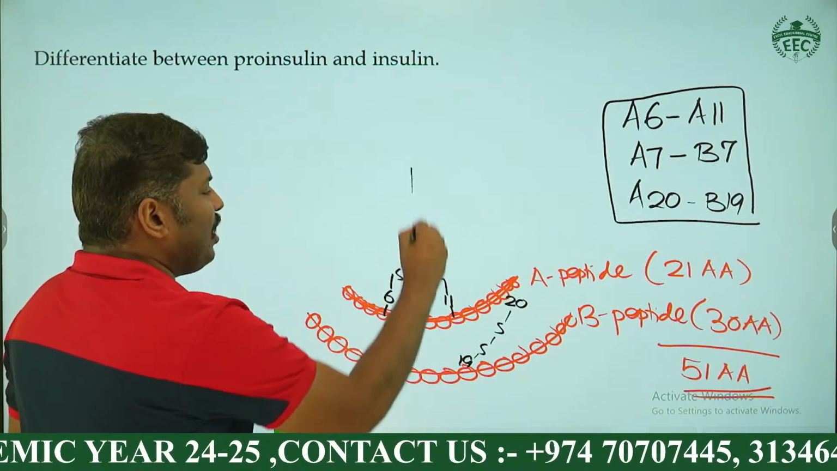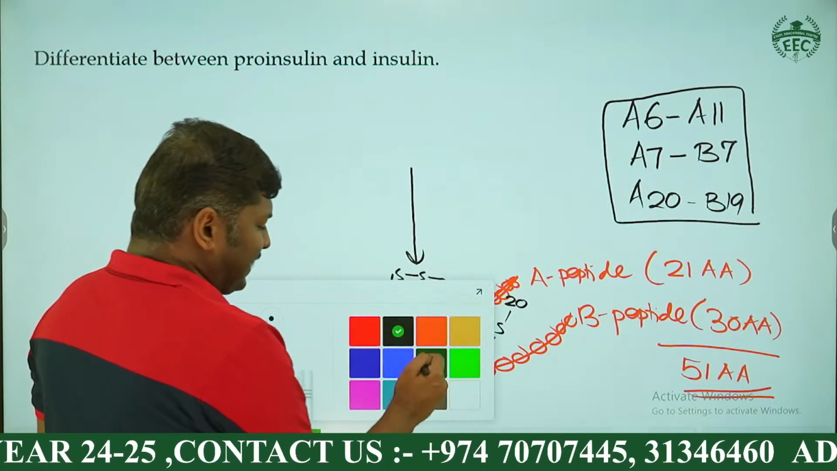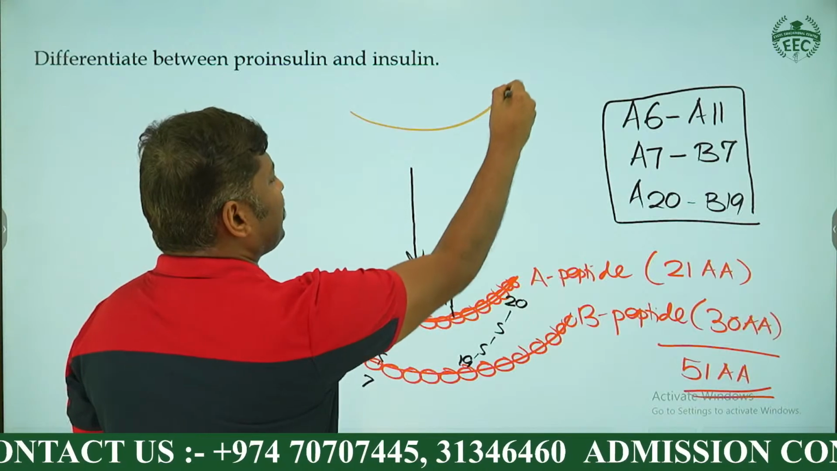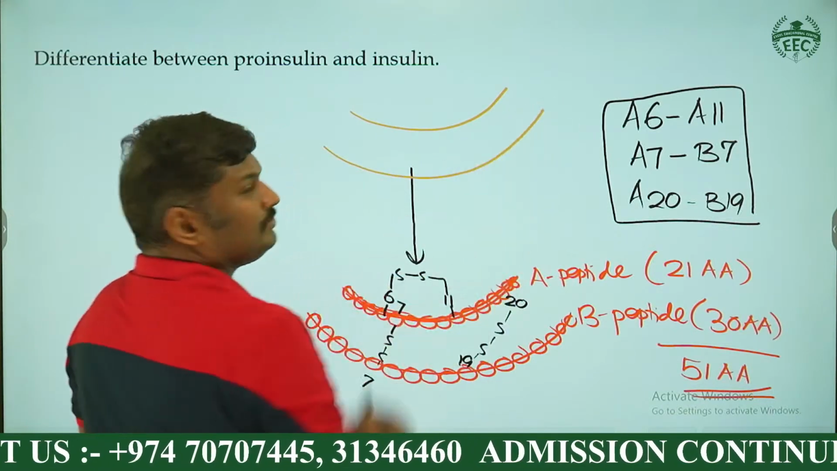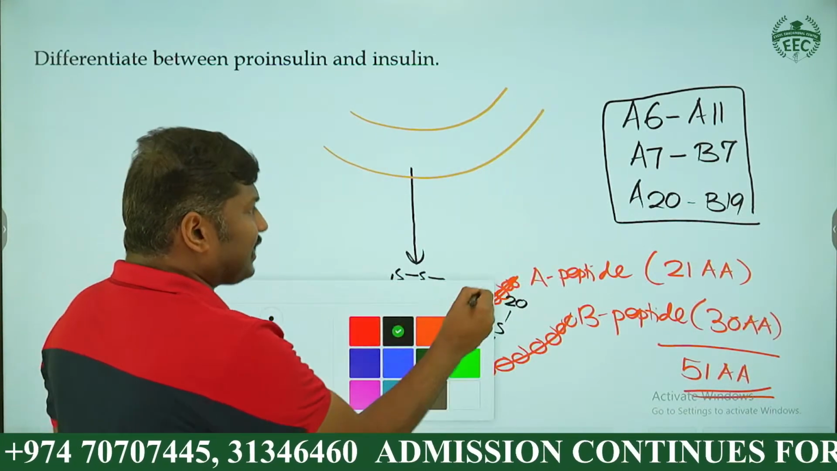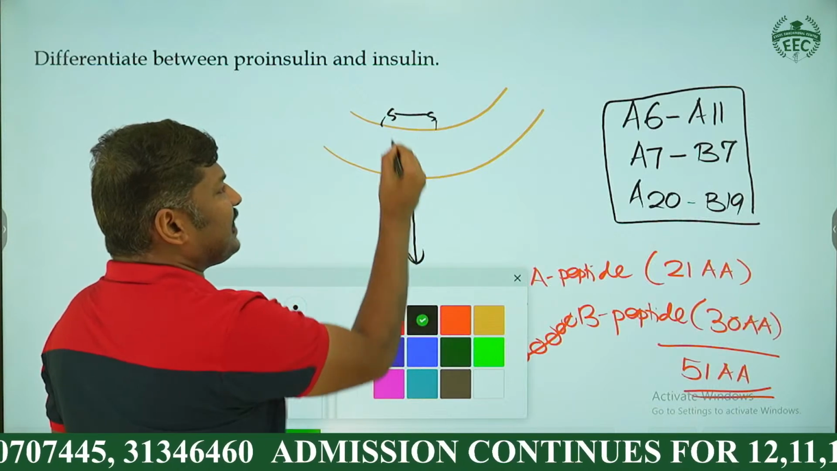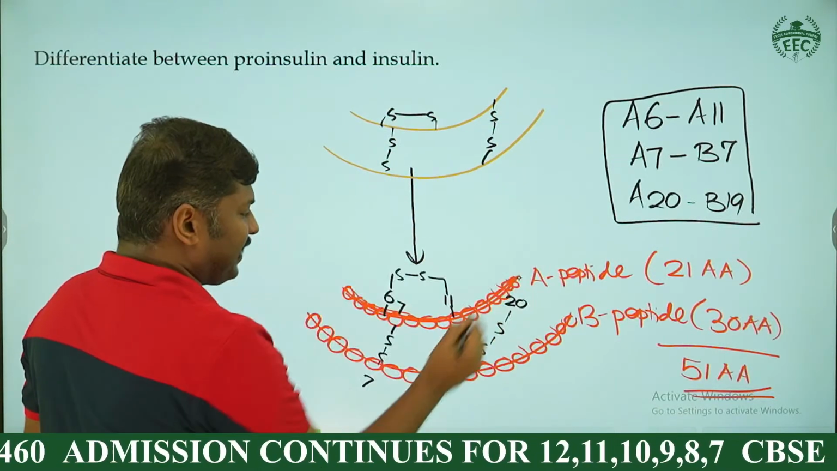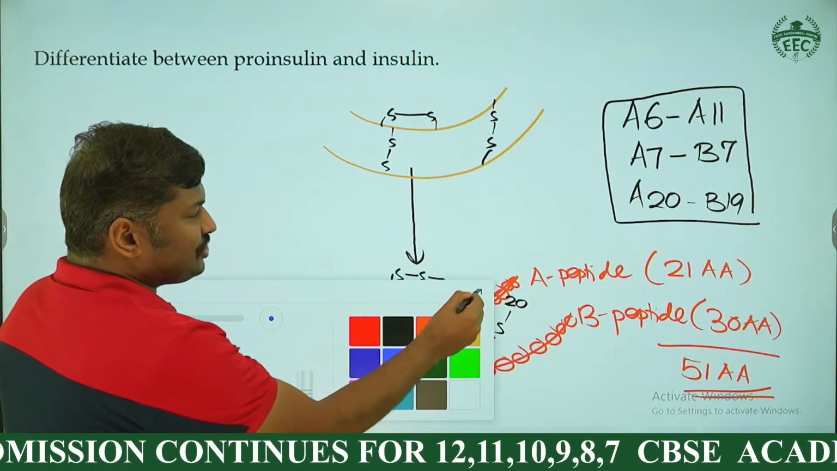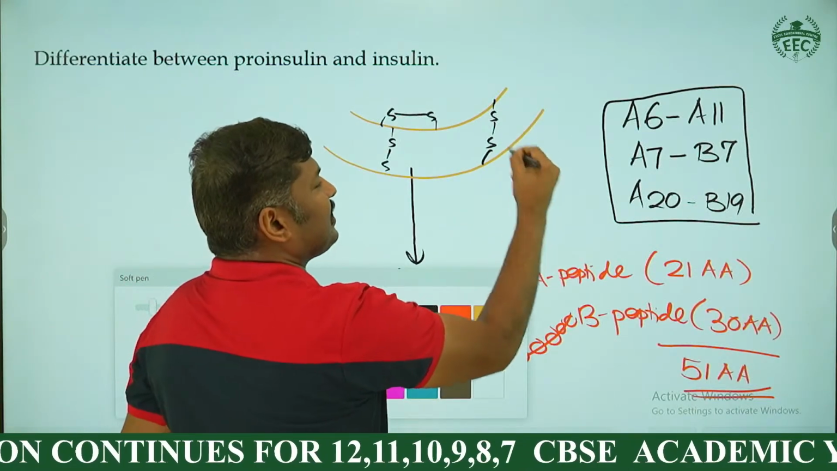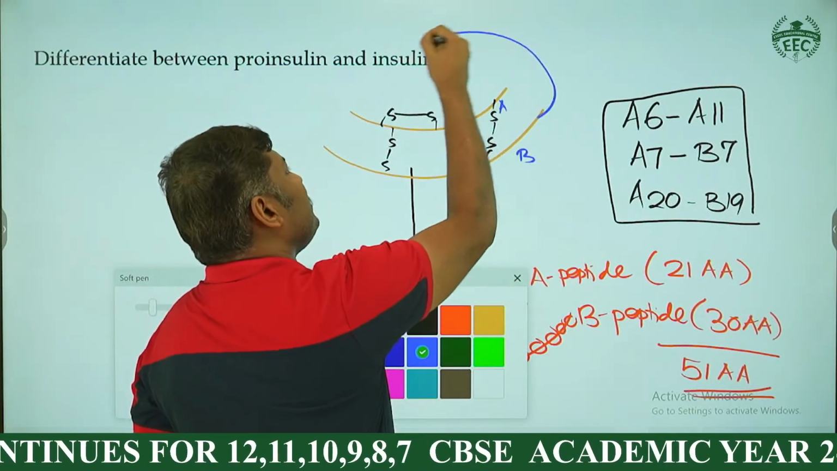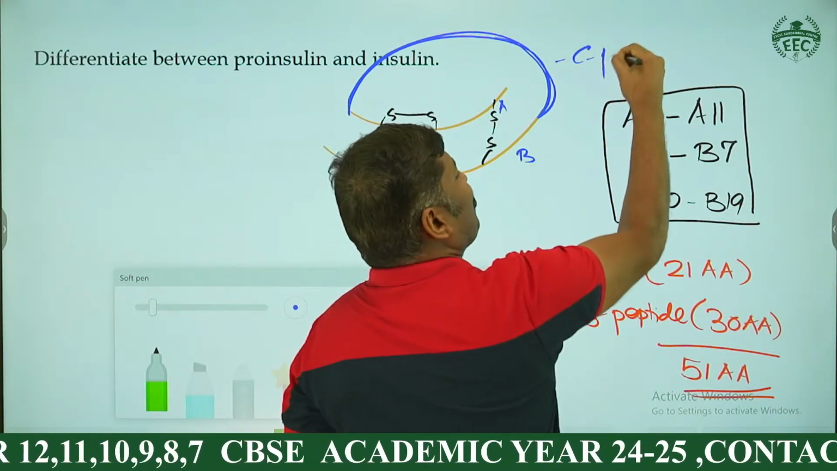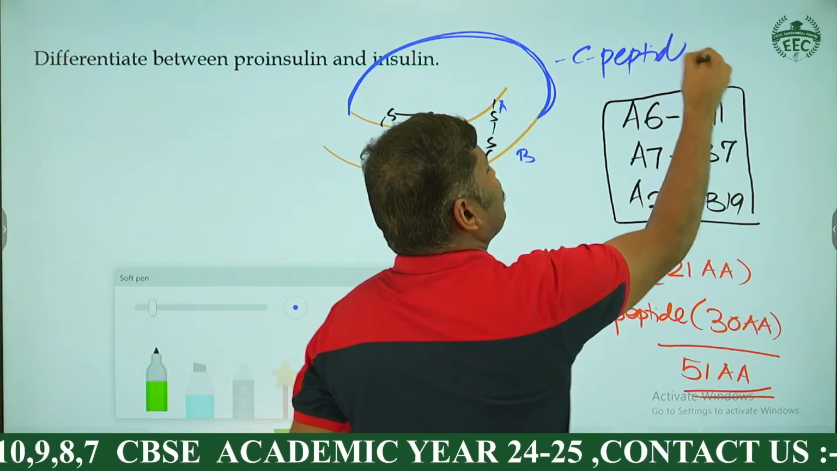And what is pro-insulin, my dear students? Look at the board please, the same diagram: there is an A chain and there is a B chain. And here they are all connected by a disulfide, here you can see a disulfide, here also you can see a disulfide. And there is an additional connection. This is the B chain, right? This is the A chain, right? There is an additional connection, and this is what we call what? C peptide, my dear students.